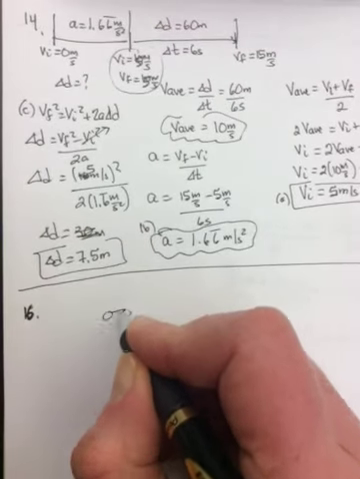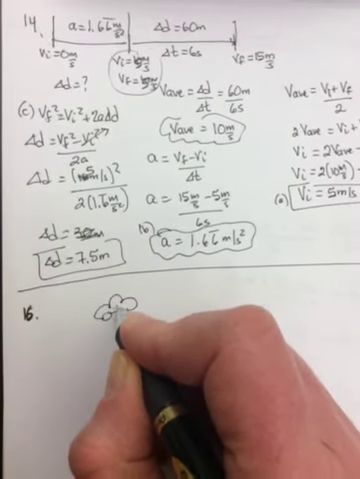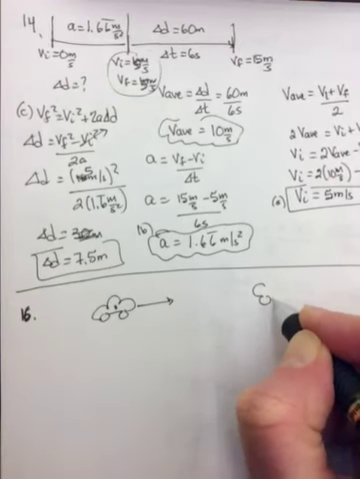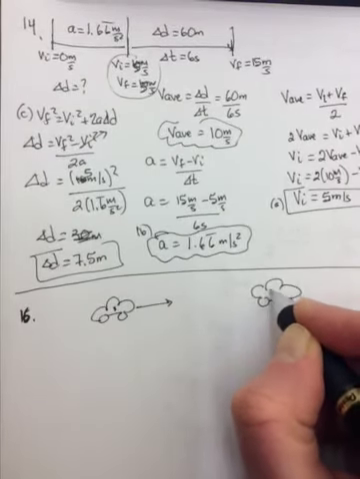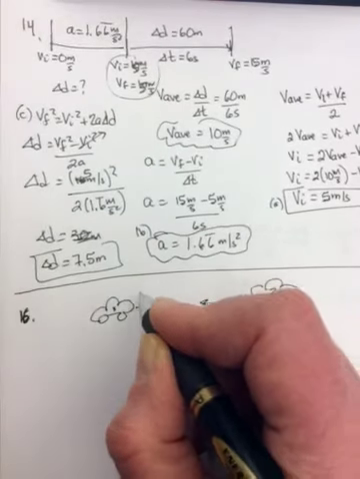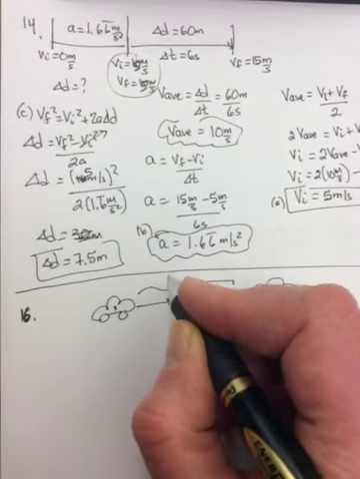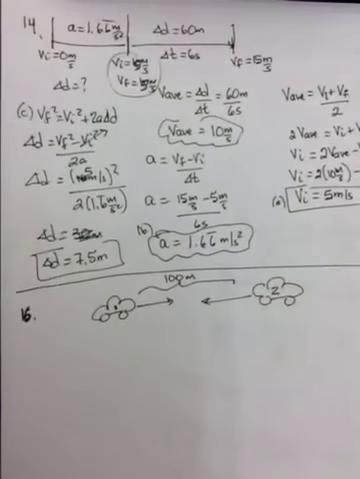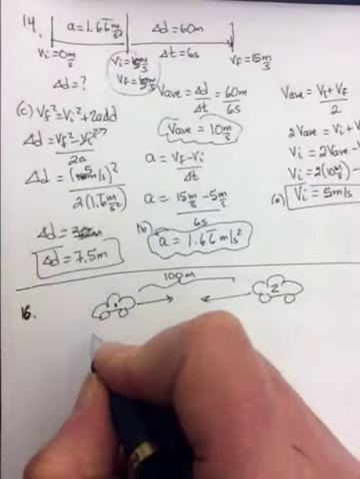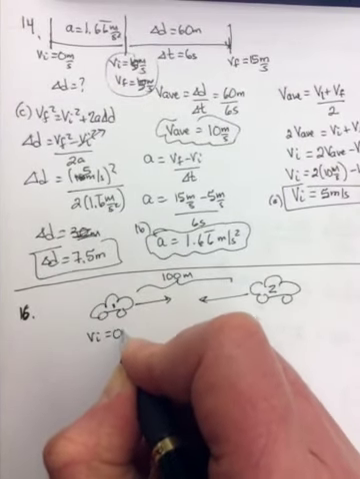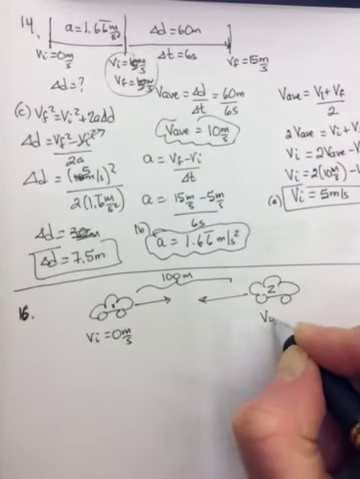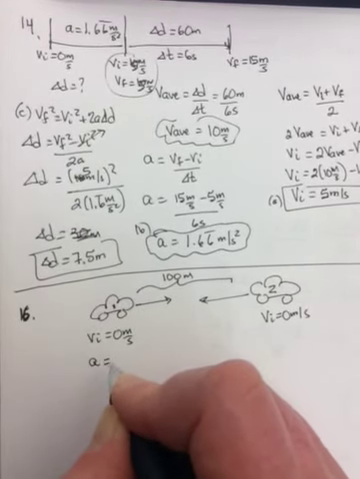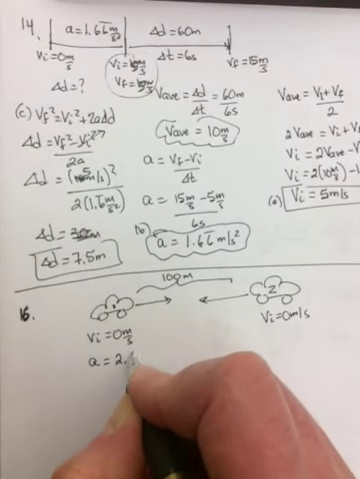Okay, so we have one car here going this way, and one car over here going this way. And we know the distance between them is 100 meters. Okay, what are our two parts? The two cars. They're both at rest initially, so VI is 0 and VI is 0. They both accelerate at a rate of 2.5 meters per second squared.